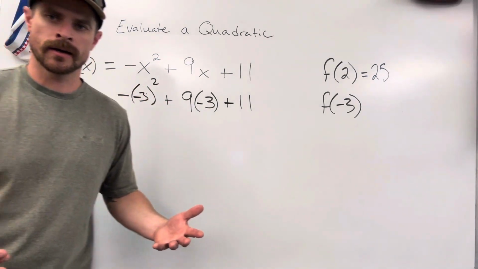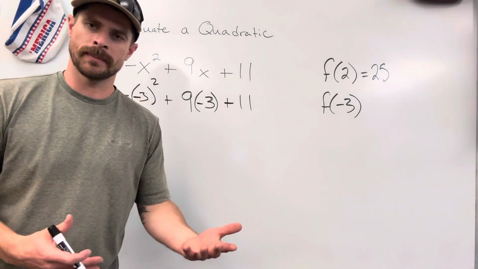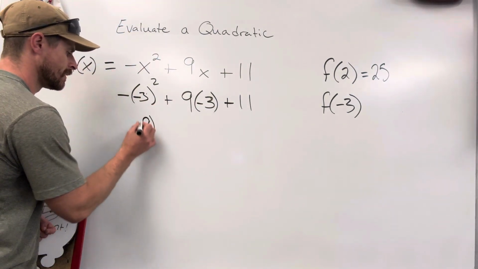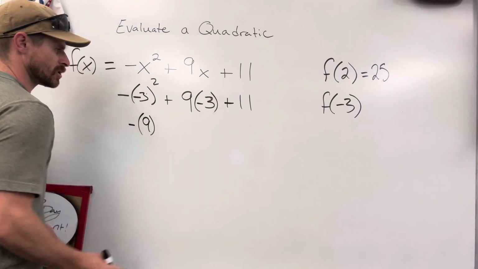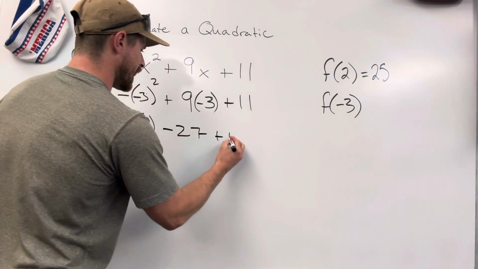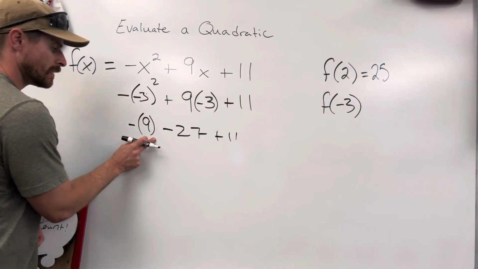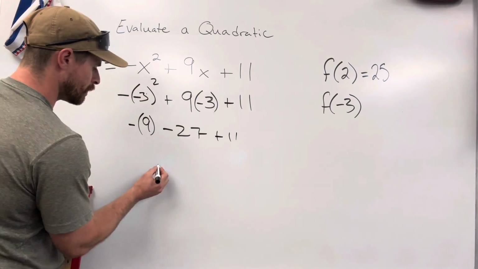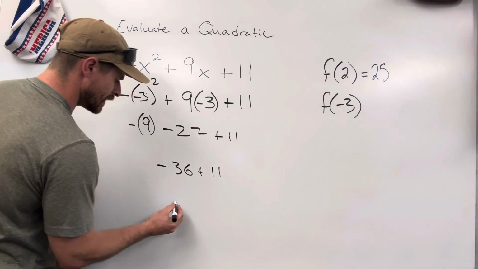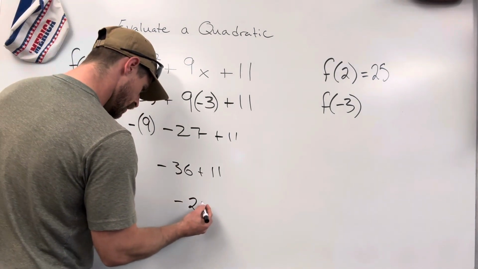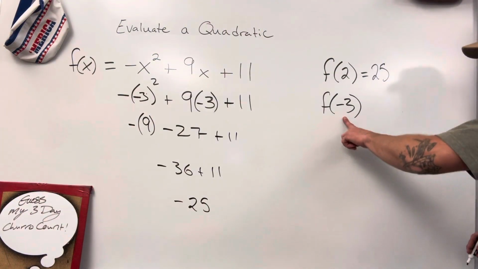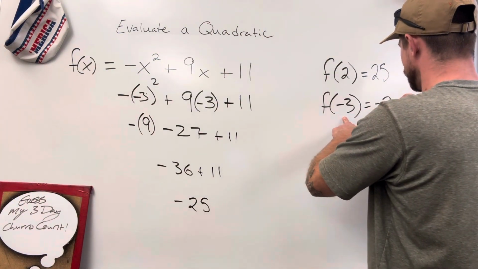Well, what's it mean to square? It means take that number, multiply it by itself. So negative 3 times negative 3 makes a positive 9. But remember that negative is going to attach to it. 9 times negative 3 is negative 27. And we got to add 11 at the end. Negative 9 minus 27 takes me all the way back to negative 36. Add 11 to that, leaving me at negative 25. So in case of negative 3 as your input, your output would be negative 25.